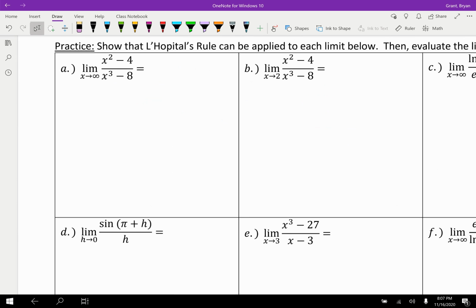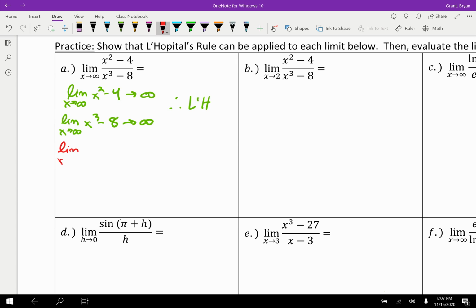So our first one, the limit as x approaches infinity of x squared minus 4, and directly underneath, the limit as x approaches infinity of x cubed minus 8. This becomes infinity. This becomes infinity. Therefore, L'Hopital's rule. And that's fine. You could literally write that and you would be just fine. Let's use L'Hopital's rule. And I'll switch colors to keep it clear.